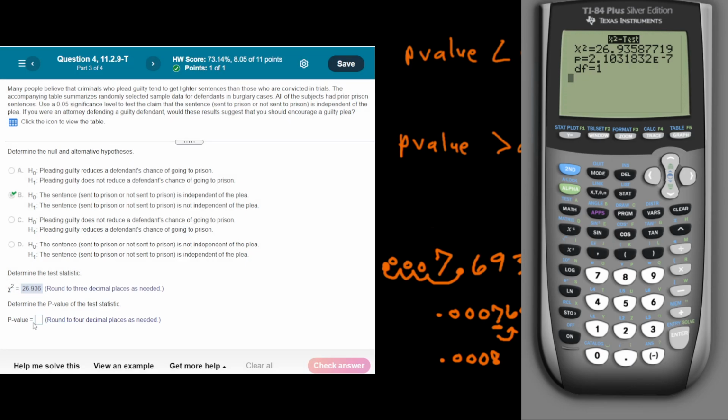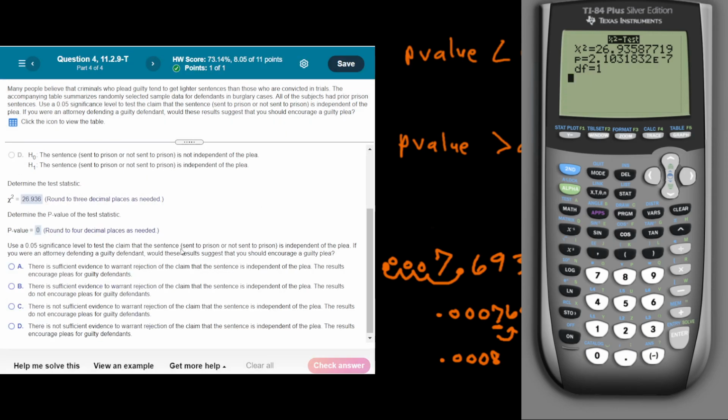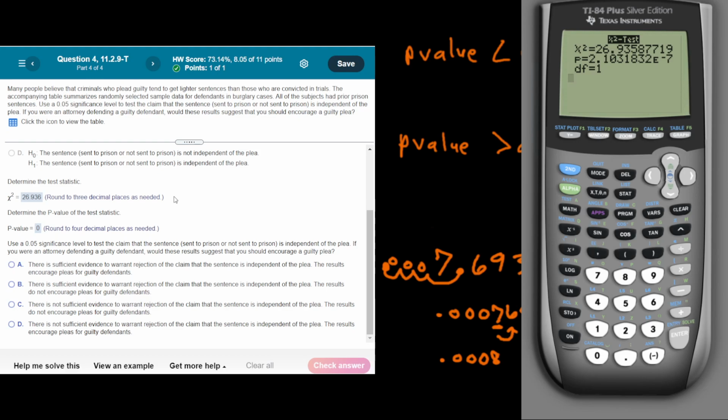Good job. P-value is going to be, yeah, that's 7 places over to your left. So if it's 7 places to your left, it's going to be 0. Okay. So our p-value is less than our significance level, which is right up here. So the p-value is less. So we're going to reject. When you reject, there is enough evidence.